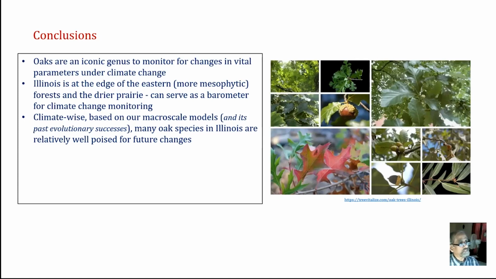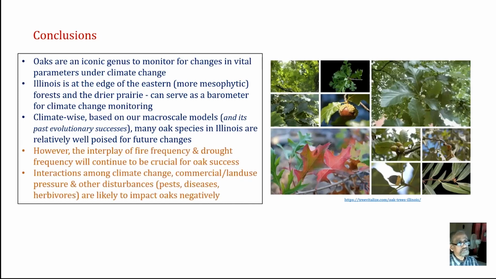And also climate-wise, based on our macro-scale models and its past evolutionary successes, many oak species in Illinois are relatively well poised for future changes. But the interplay of fire frequency and drought frequency will continue to be crucial for oak success. And also the interactions among climate change, commercial land use pressure, and other disturbances like pests, diseases, and herbivores are likely to impact oaks negatively.